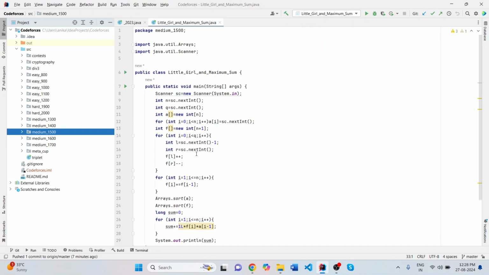Now finally, to get the frequency for every index, we shall do a cumulative sum. When we do the cumulative sum from 1 to nth index, so f[i] plus equal to f[i minus 1], it means we are doing a cumulative sum. For index 1 we add 0 and 1, for 2 we add total 0, 1 and 2. So this is the cumulative sum we are doing in this for loop. After doing this cumulative sum, for each index we would have got a frequency. Plus and minus would have handled all our ranges.